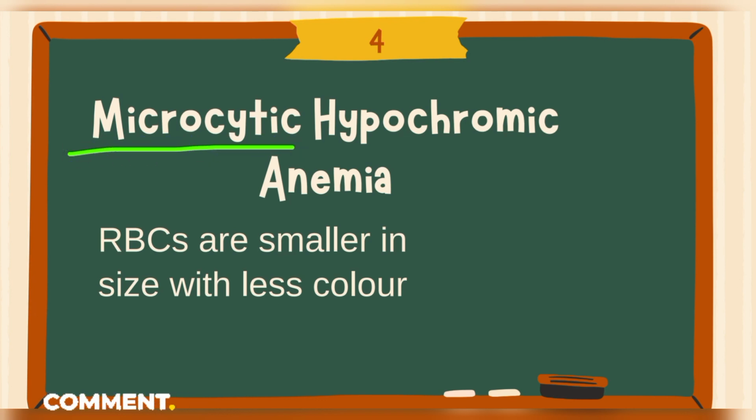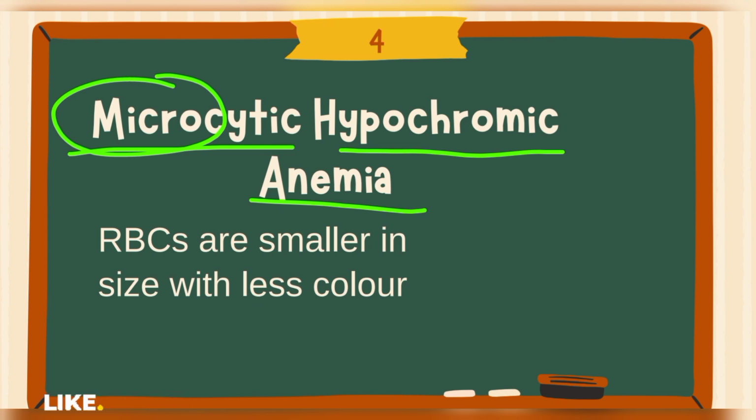Next is the microcytic hypochromic anemia. Micro, the size of the RBCs are smaller. Hypochromic, that is the color is less.